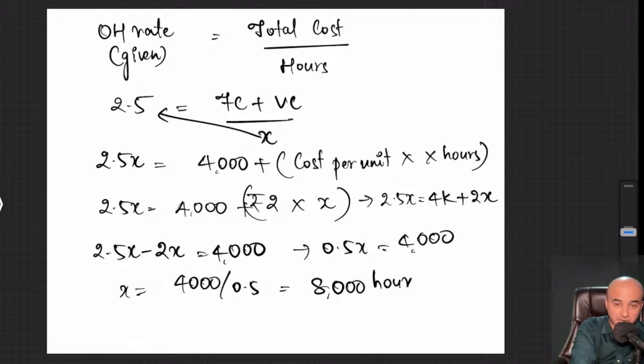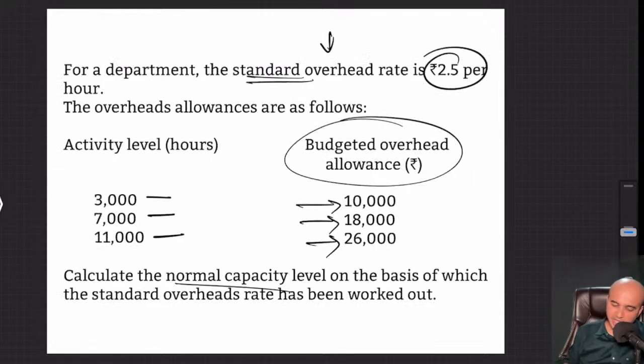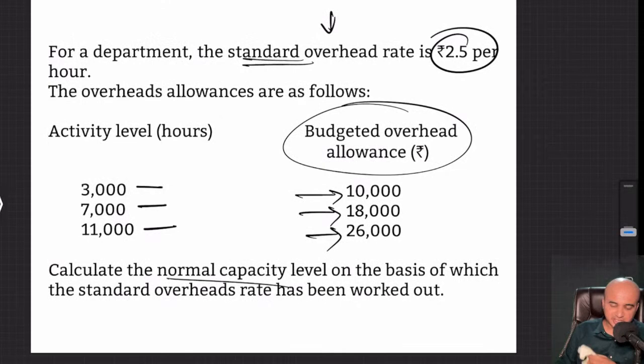So for us to identify this much, we have to take different routes. Once again, let me explain. For a department, the standard overhead rate is 2.5 per hour. The allowances are as follows. Activity levels were given. Budgeted total cost was given. What was asked was normal capacity.